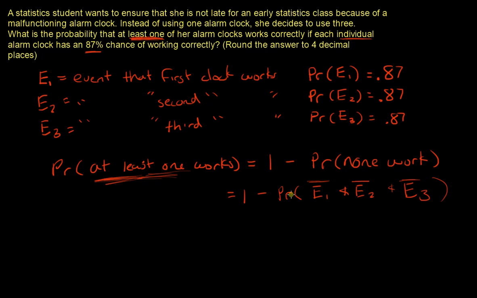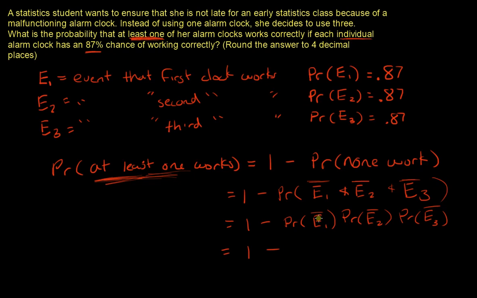So how am I going to compute the probability that the first one does not work, and the second does not work, and the third does not work? These are all independent events, because what one alarm clock does has no influence on what the other alarm clocks do. So I could just use the multiplication rule and multiply them by each other.